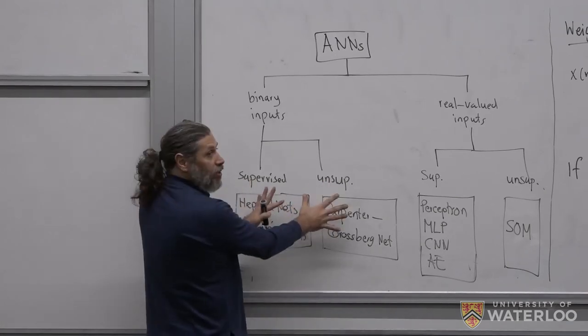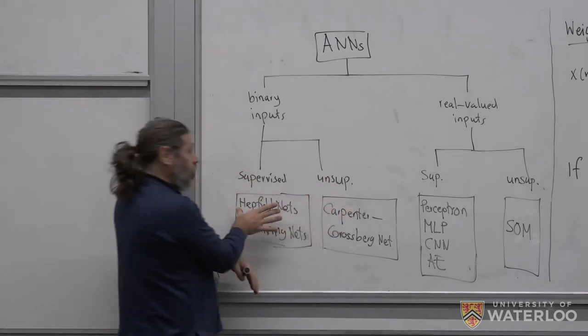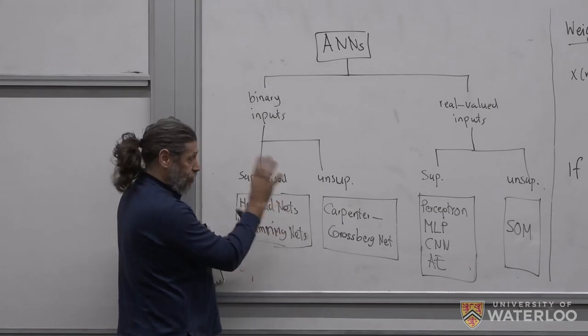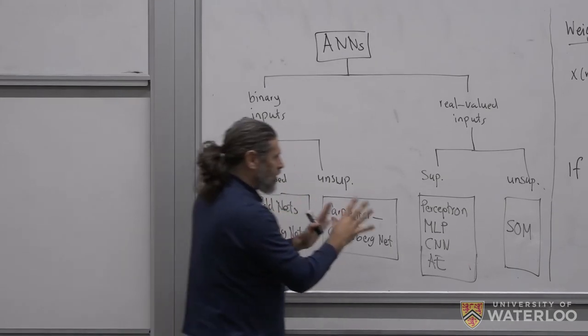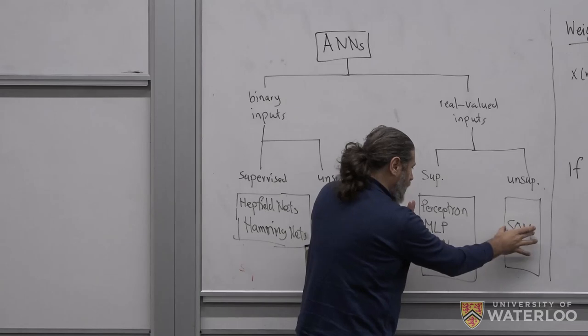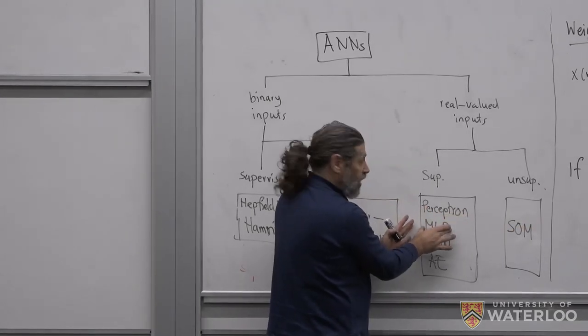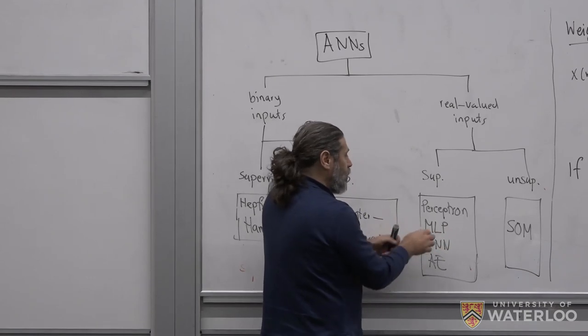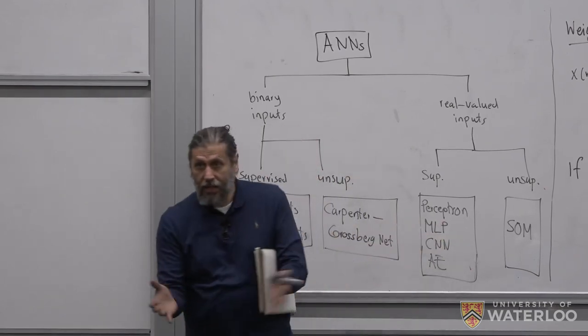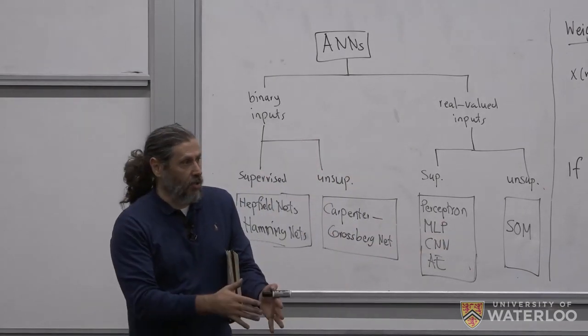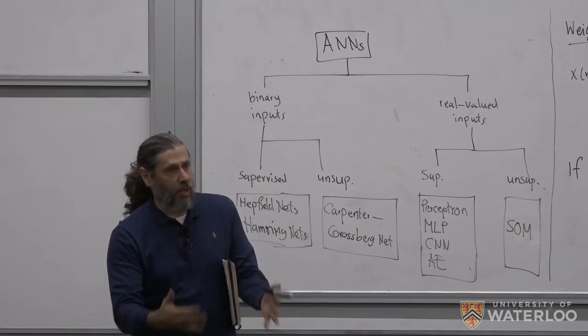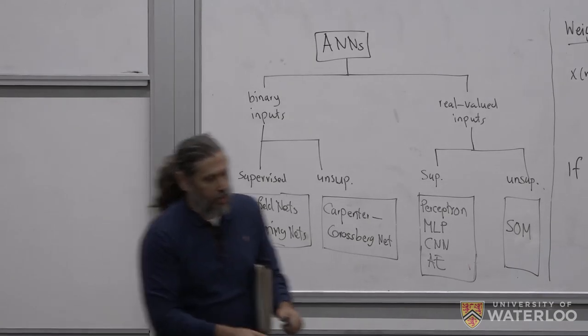So we don't talk about this stuff. Although we could go back and talk about Hopfield nets for certain tasks, but we mainly are here. We talk about SOM. We started to talk about Perceptron. We will continue with MLP, CNN, and AE, which is MLP is shallow learning, and then CNN and autoencoders are deep learning. So we will talk about that.